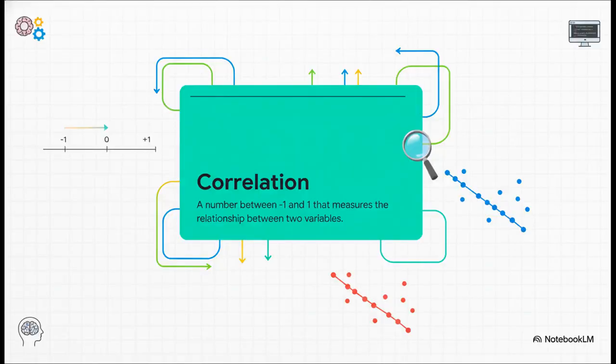So, what is this correlation thing anyway? Don't let the fancy names scare you. It's just a number. That's it. A single number between -1 and +1 that tells you exactly how strongly two things are related and in which direction. It's a really powerful idea boiled down to one simple value.